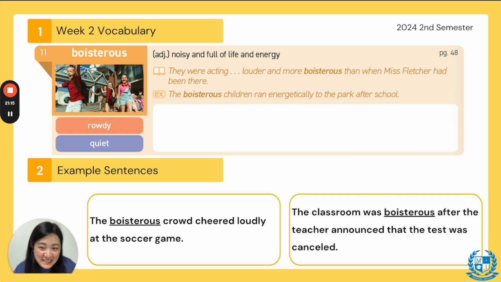Next sentence, it says, the classroom was boisterous after the teacher announced that the test was canceled. So there, the teacher's like, you know what, class? Vocabulary test, we're not going to have it today. And then everyone was boisterous. They're like, yeah, Miss Kimberly's the best teacher ever. No vocab test. Whoa! And being boisterous.